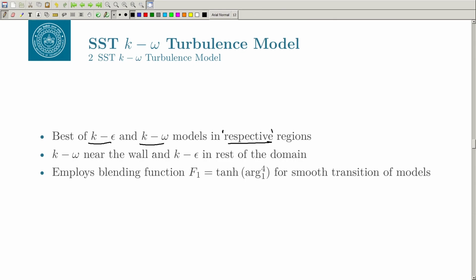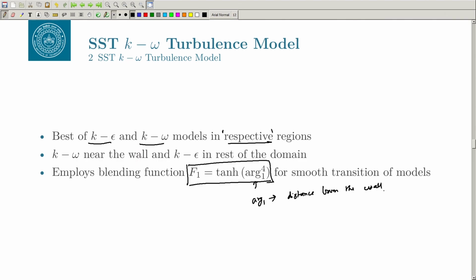So, let us say you use k omega away from the wall and k epsilon close to the wall, then you are just doing the worst, right, because these models are not going to work there. So, you are basically doing k omega near the wall and k epsilon away from the wall. Okay. Yeah. So, not tan inverse, but tan h. You use f1 equal to tan h of argument 1 to the 4, where argument 1 depends on the distance from the wall. It is a function of distance from the wall.